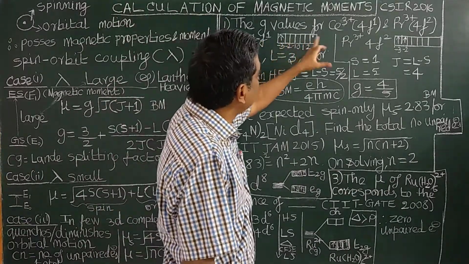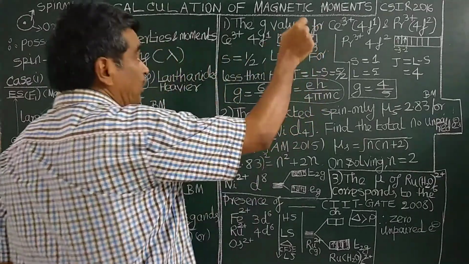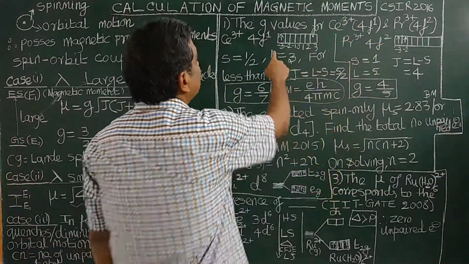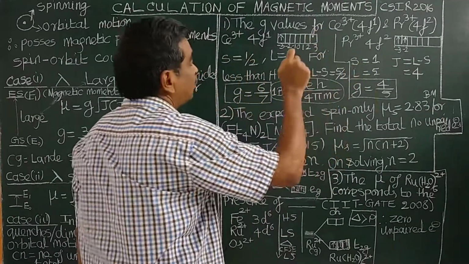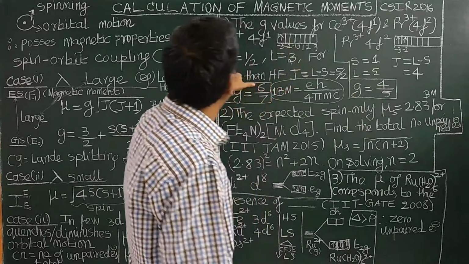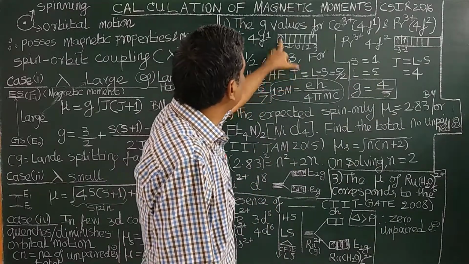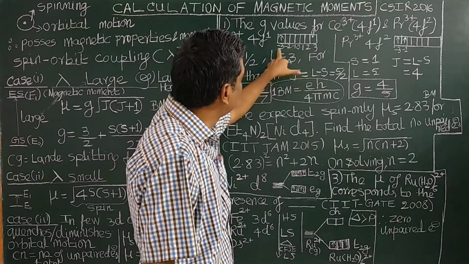Therefore, there are 7 f orbitals. In the f orbital, there are 7 orbitals with m values 3, 2, and so on. This is the orbital angular momentum quantum number: -3, -2. Therefore, S equal to 1 by 2, L equal to 3. We need to take the modulus of -3. Therefore, L equal to 3.